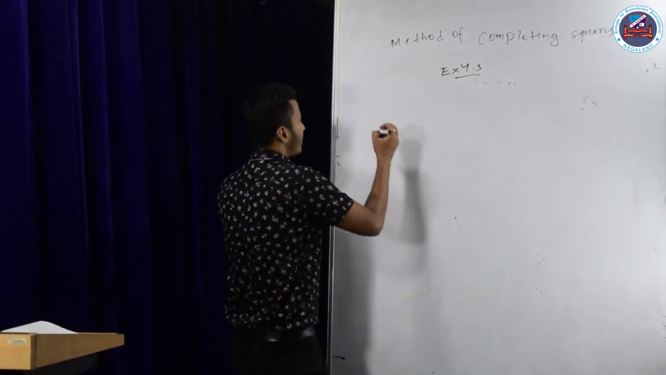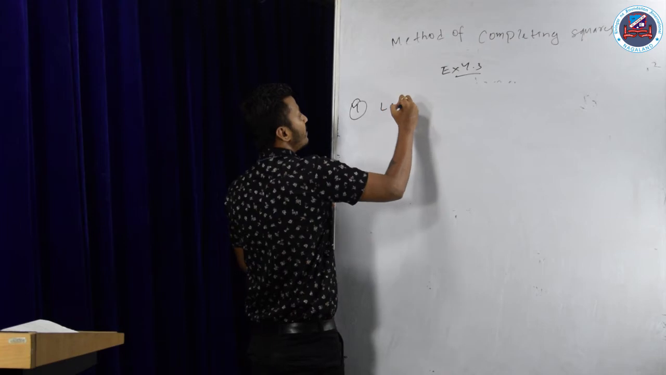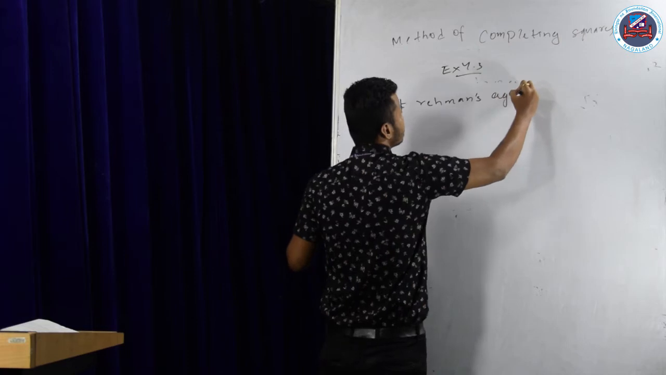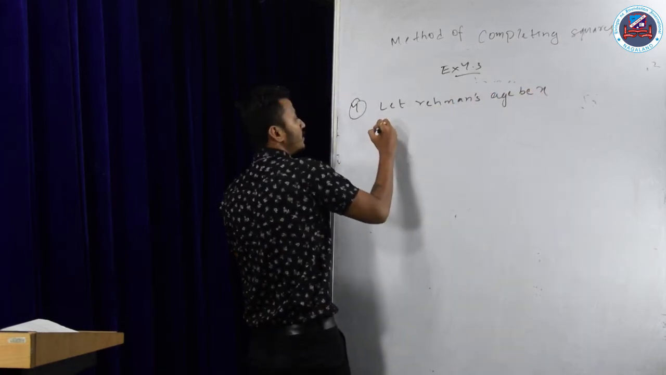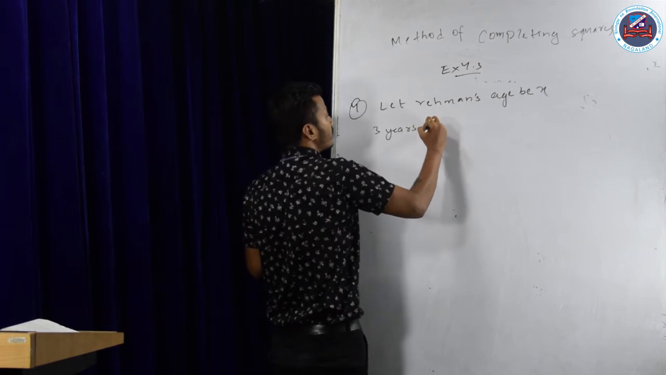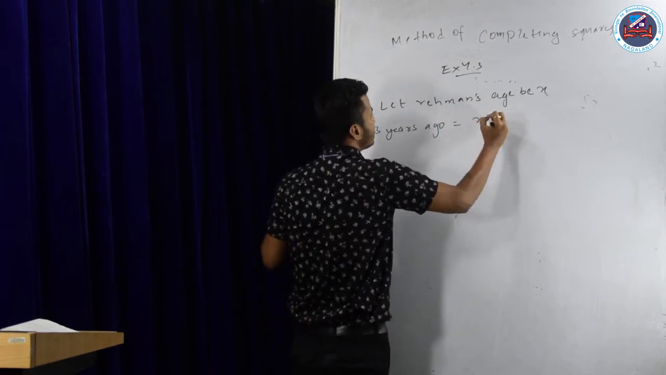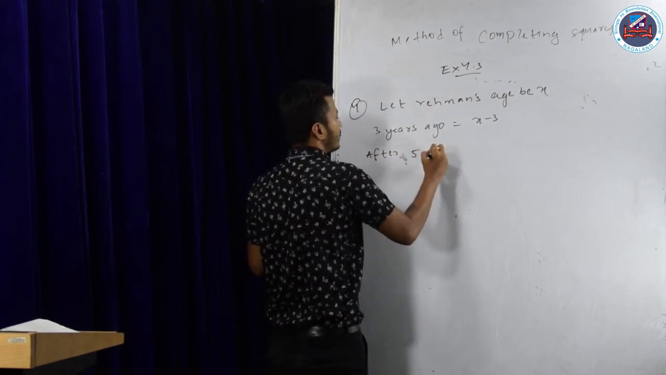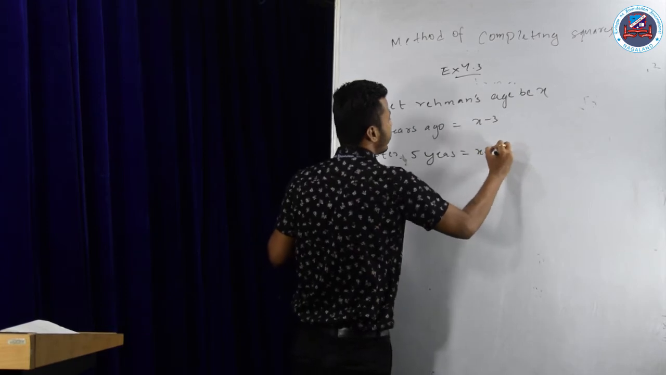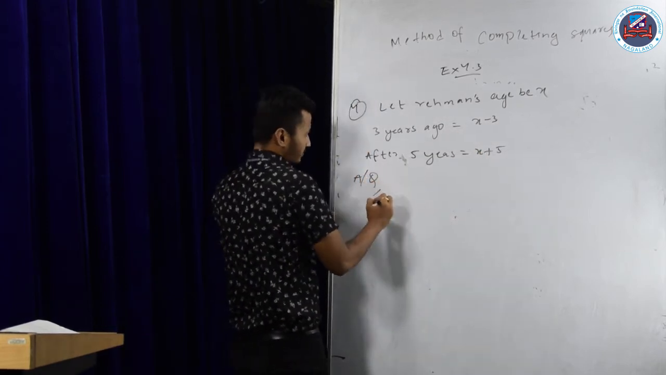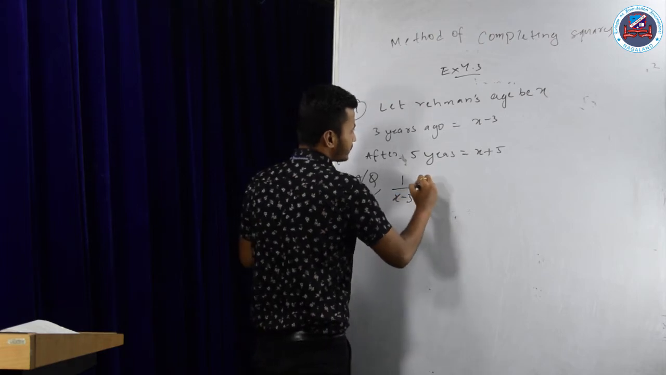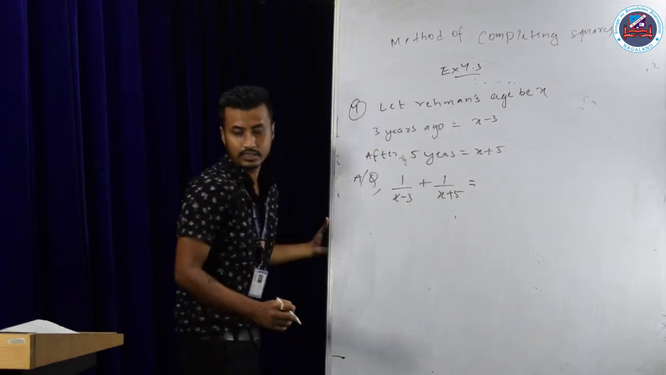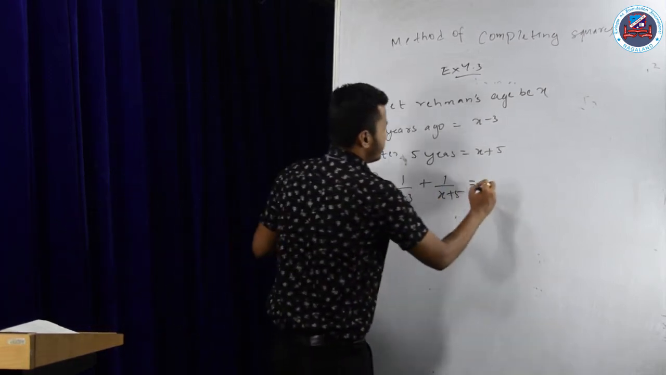Guys, look at how I am proceeding with the question. Let Rahman's age be x. So 3 years ago, what will be his age? His age will be x minus 3. After 5 years, what will be his age? His age will be x plus 5. Now according to the question, the sum of the reciprocals, means what? Ulta, is equal to 1 by 3.